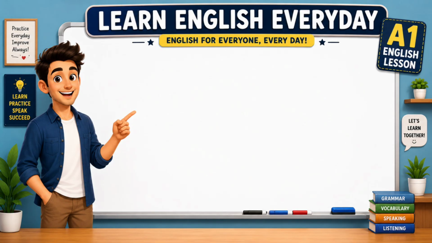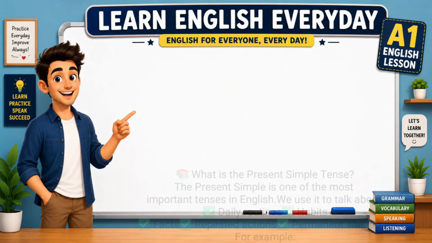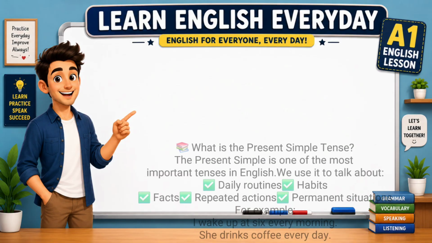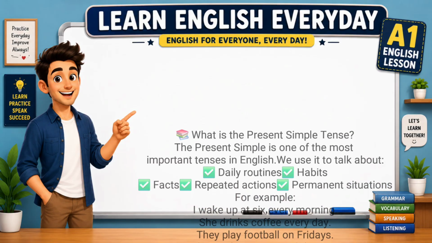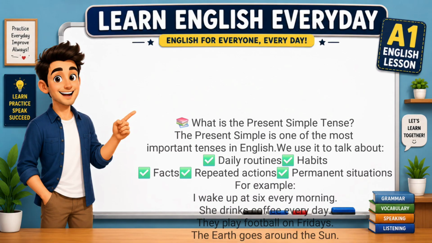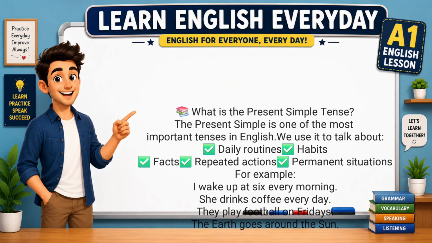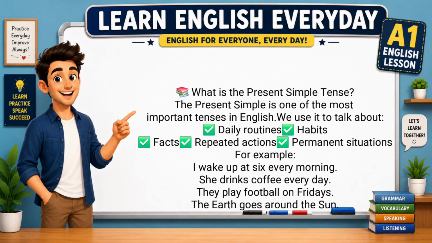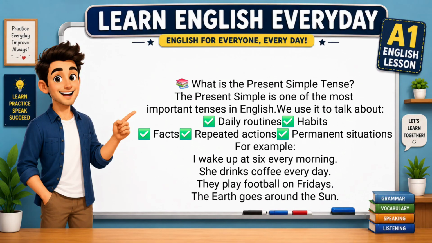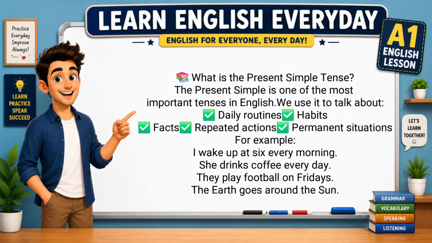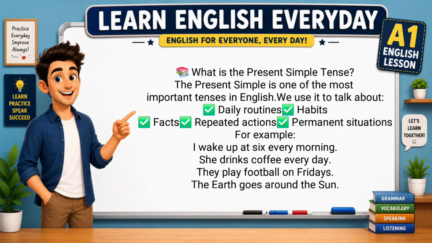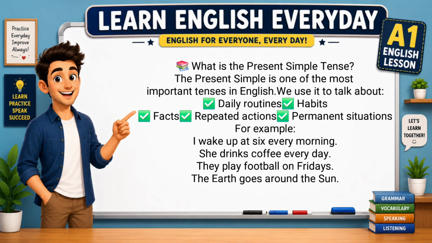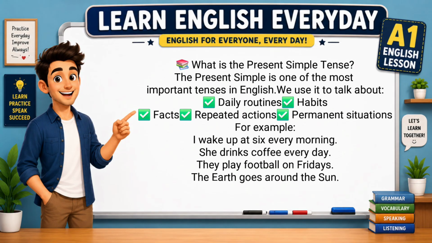So let's begin. What is the present simple tense? The present simple is one of the most important tenses in English. We use it to talk about daily routines, habits, facts, repeated actions, permanent situations. For example, I wake up at 6 every morning. She drinks coffee every day. They play football on Fridays. The earth goes around the sun.